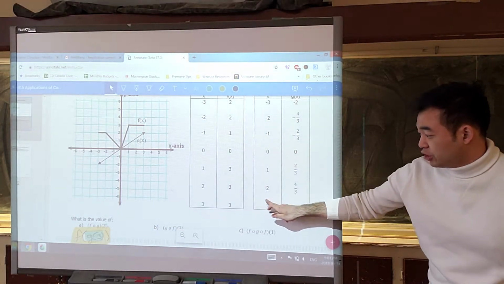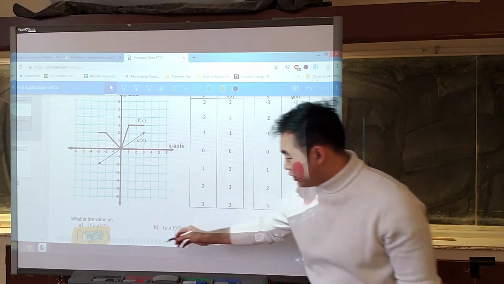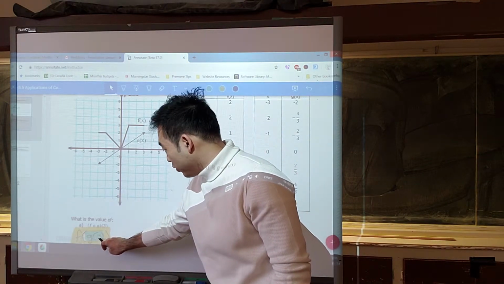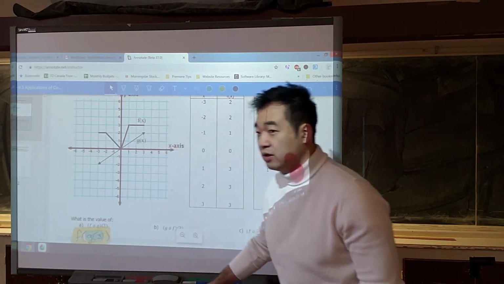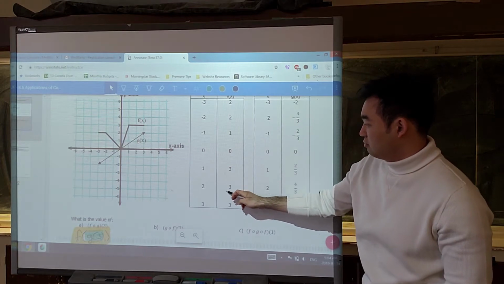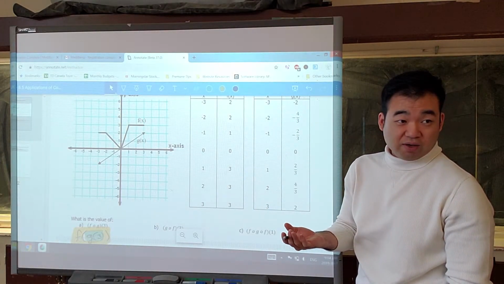That gives a y value of 2. That 2 value is the y value of g of 3. Essentially, what you're saying is, what is f of 2? F of 2 is 3. So the answer to this would be 3.